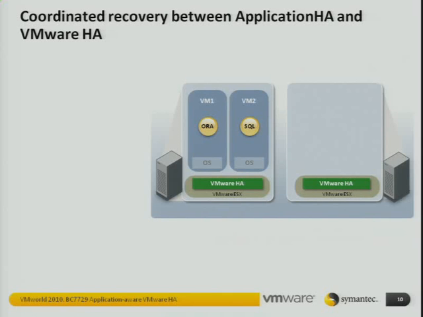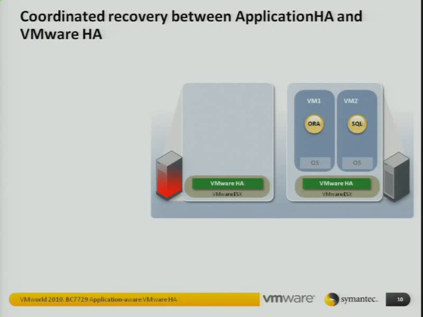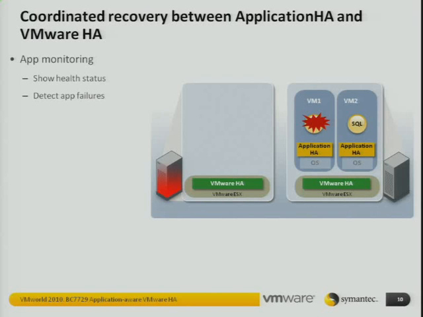A simple example here: two ESX boxes. One of them has two virtual machines running Oracle and SQL respectively. VMware HA is providing infrastructure HA in this environment. If the server fails, VMware HA restarts the virtual machines on the other side. Pretty basic stuff. What happens if the application, as part of the VM startup process, fails to start, or starts at this point but fails in the near future? That's where Application HA comes in.